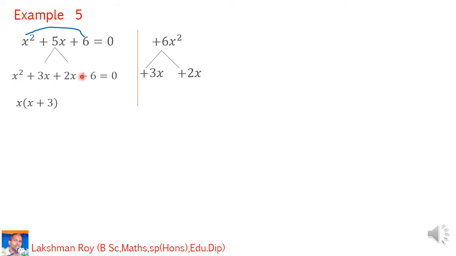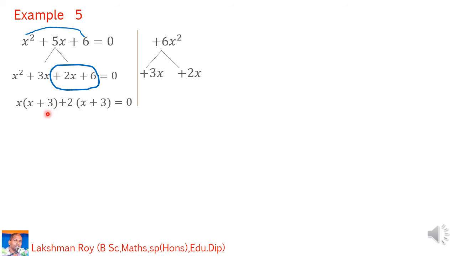Then take the second two terms. What is common in these two terms? You can see 2 is common. This one can be written as 2 into 3. So 2 is common, x and 3 remain, and that is equal to 0.